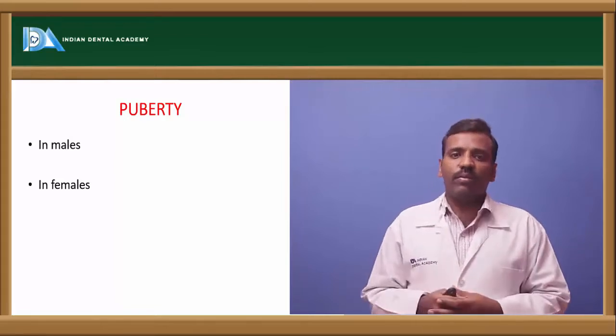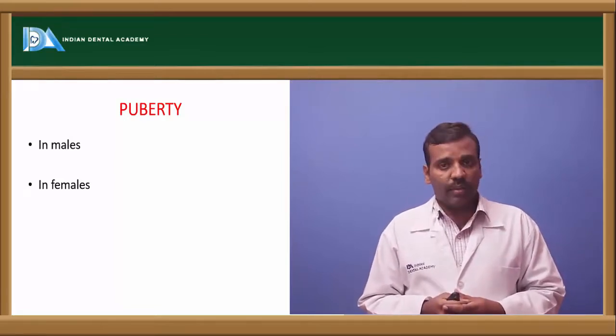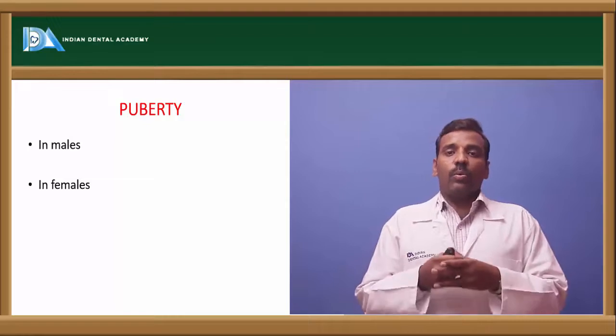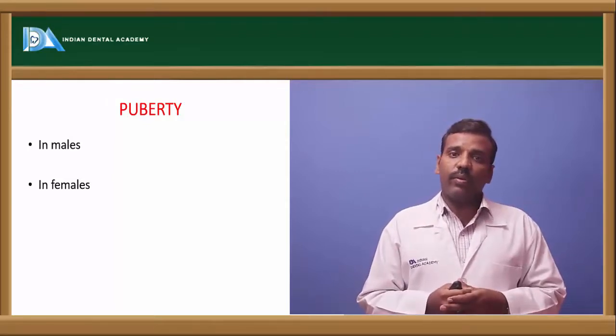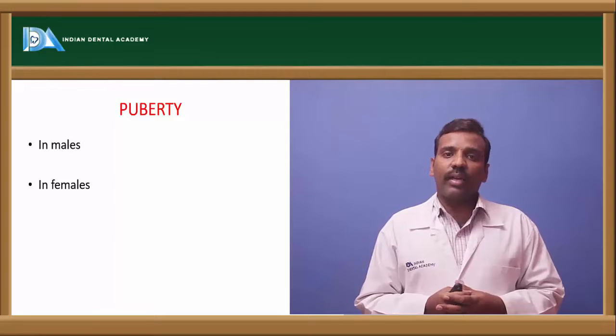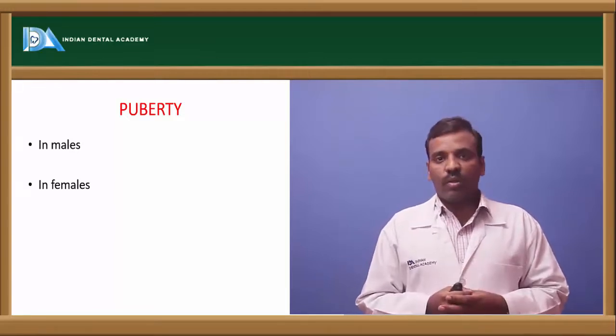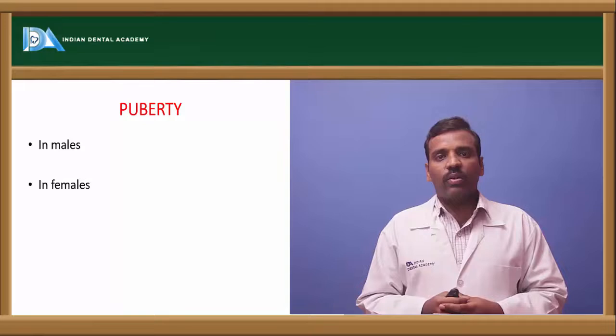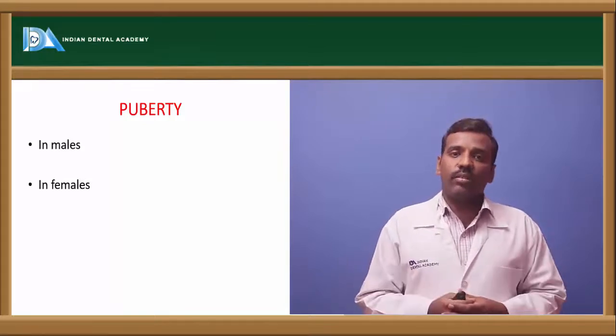Okay, and next, the female reproductive system. In the case of female persons, what happens at the time of puberty? Pubic hair growth, axillary hair growth, and production of hormones like estrogen and progesterone, and the menstrual cycle starts. Okay, and next, oogenesis starts.